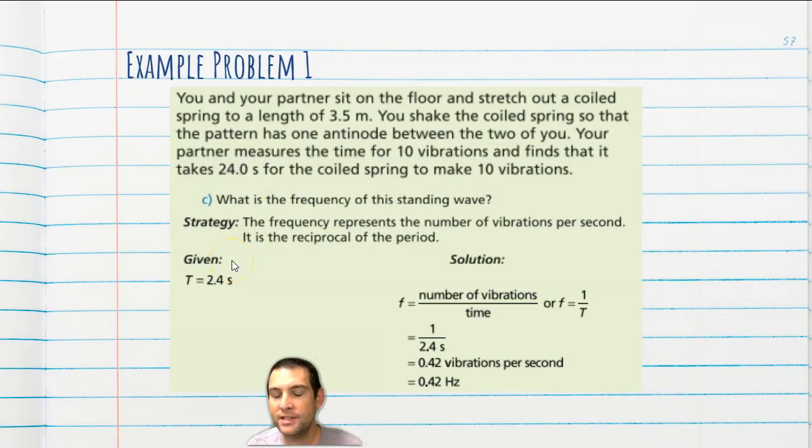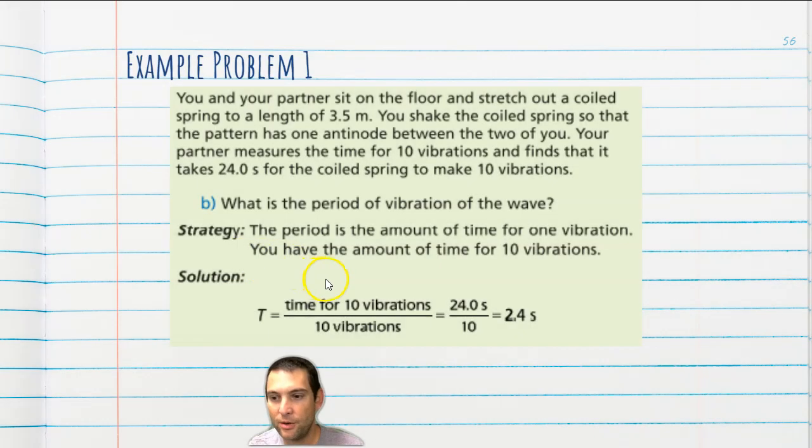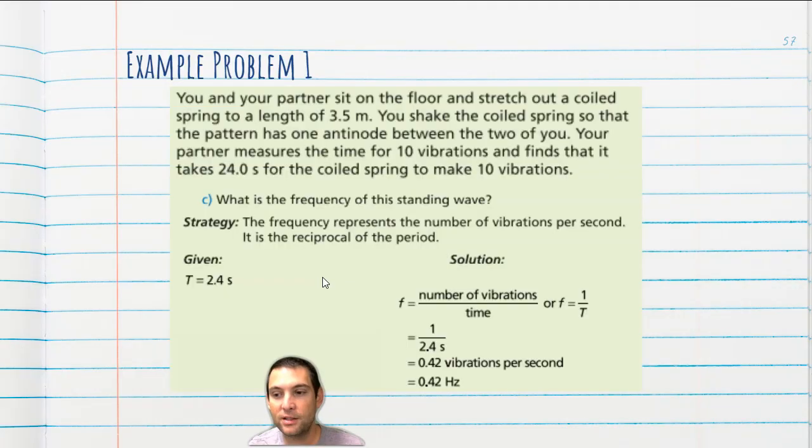Next, what is the frequency? Well, I just told you that period is the inverse of frequency, and that period was 2.4 seconds, so to get frequency, we're just going to take the inverse of 2.4 seconds. So 1 over 2.4 seconds is 0.42 hertz, or vibrations per second.